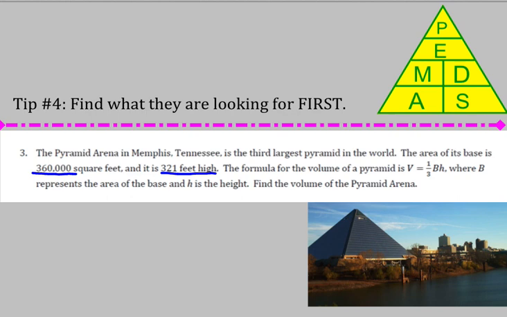The volume of a pyramid is volume equals 1/3 base times height, where B represents the area of the base and H represents the height. Find the volume of the pyramid. So plug it in and you can just pop it into your calculator and get an answer. Volume equals, first of all, 1/3. It's very easy to use fractions on calculators. I'm going to show you that in a minute. You basically just use parentheses. Plug the whole fraction in the parentheses.